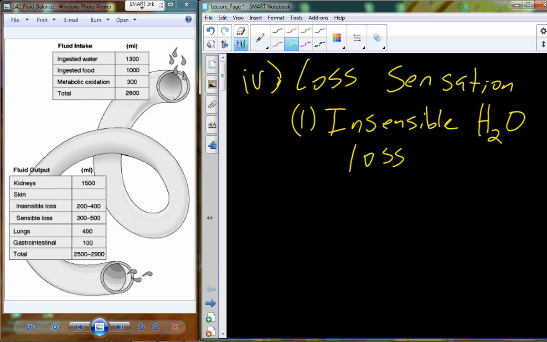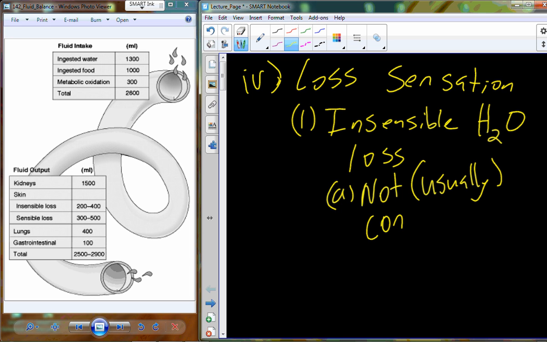Okay, so this cannot be sensed. You don't know that it's occurring, or at least not usually, unless you're being told that it's happening and then you can become conscious of it. So you're not conscious of these types of losses.